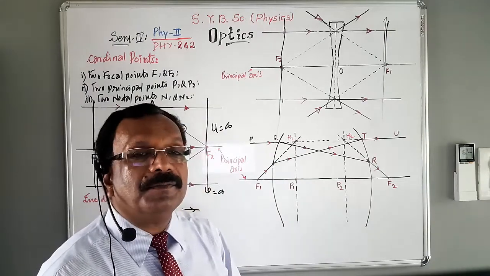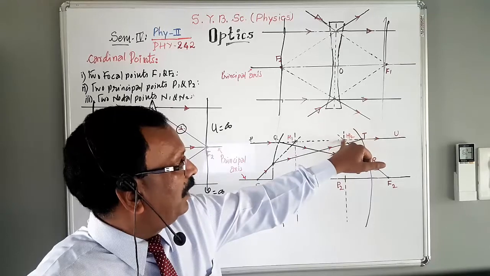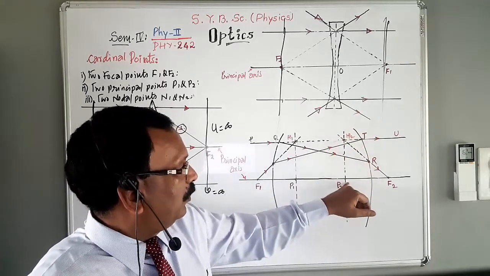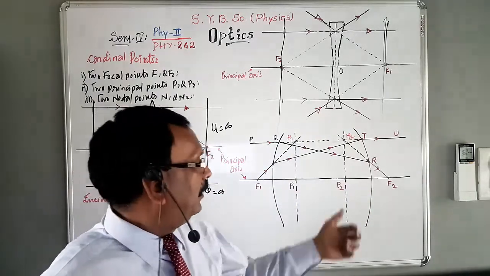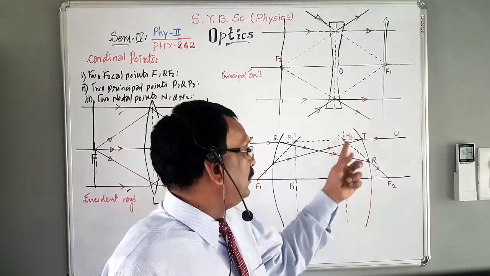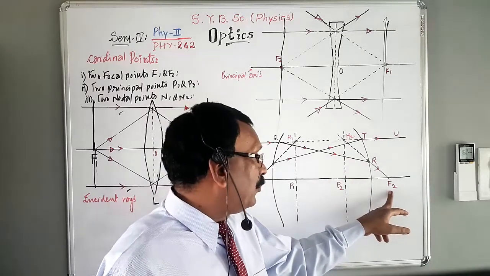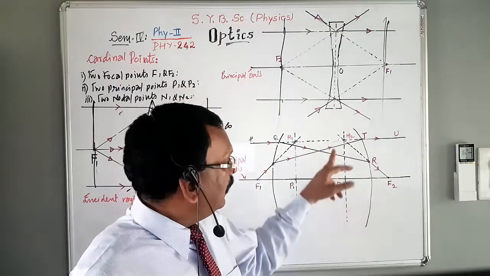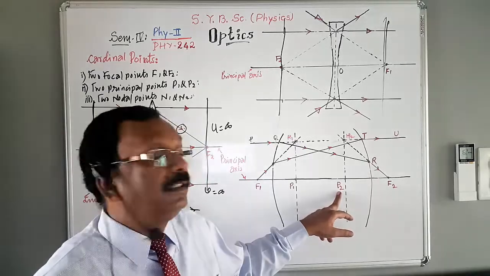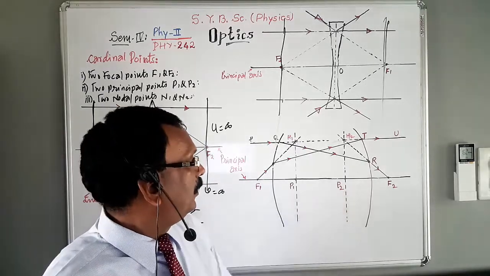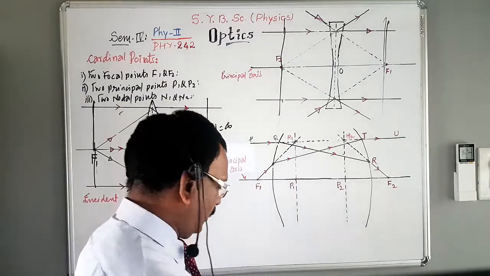and the plane is drawn in such a way that it passes through the point H2 of intersection and is perpendicular to the principal axis, where it intersects we get H2 P2. So F2 is the second focal point, H2 P2 is the second principal plane, and this point P2 is the second principal point. Okay. Like this, consider another ray, F1S.